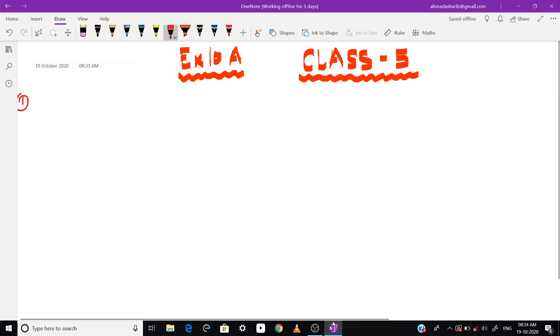First is a point. So what is a point? A point can be thought of as a location in space, or we can say a point is simply a dot, a small dot, which does not have any length, any breadth, or any height.